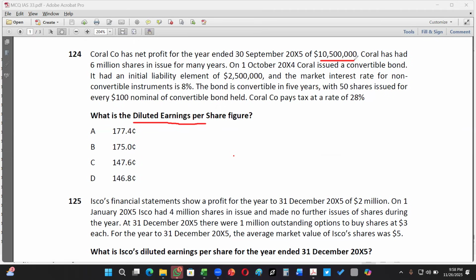Here, this is the only case of EPS where earnings are going to change. Okay, here the earnings are not going to be the same. The earnings are 10.5 million. Why am I saying the earnings are going to increase? Because you see the convertible loan note, the convertible debt is going to be converted. So when it is converted, we will have to pay less interest, or we will not have to pay any interest. So that is going to increase the earnings part.